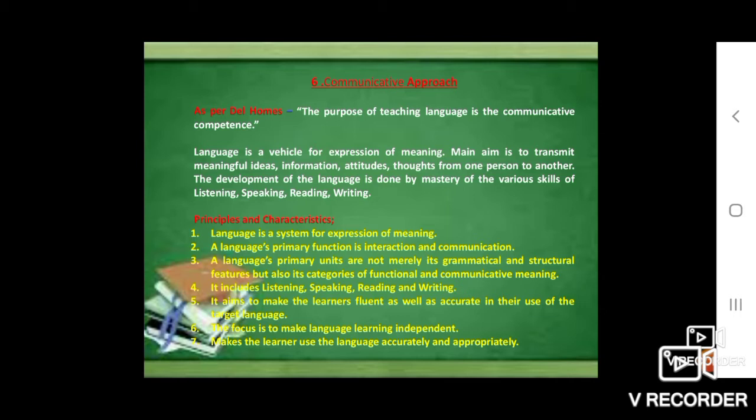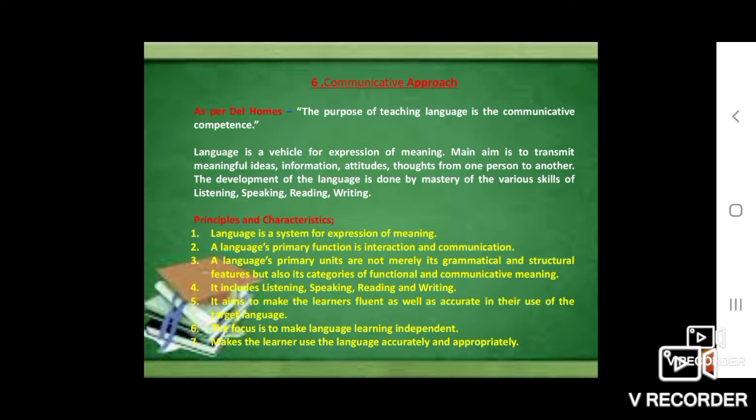If we want to get communicative competence, then here are some principles and characteristics of the communicative approach. Language is a system for the expression of meaning. The language spoken between two persons, and the languages spoken by many people in the world, are really the expression of meaning.